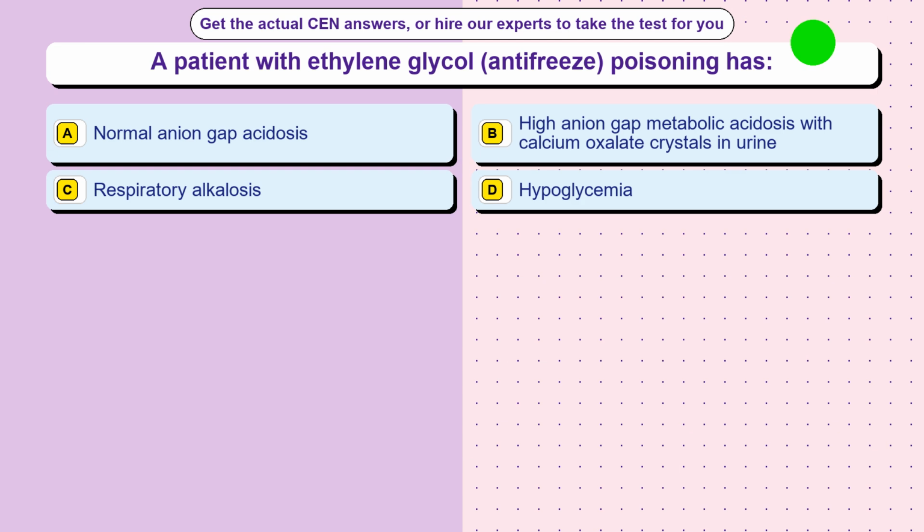Question 27. A patient with ethylene glycol, antifreeze, poisoning has: Option A, normal anion gap acidosis. Option B, high anion gap metabolic acidosis with calcium oxalate crystals in urine. Option C, respiratory alkalosis. Option D, hypoglycemia.